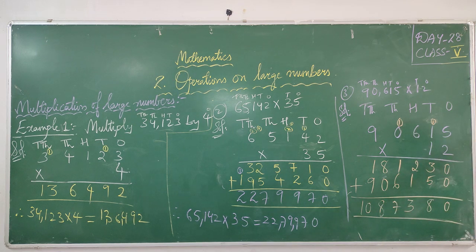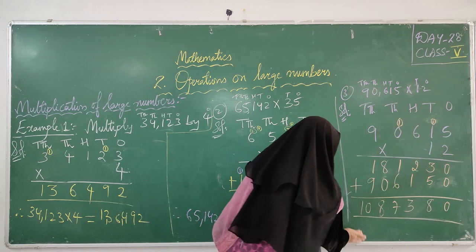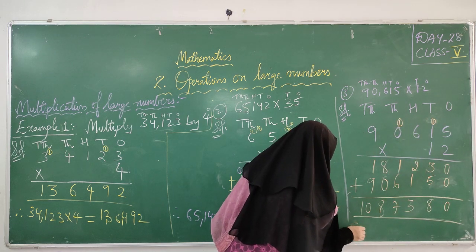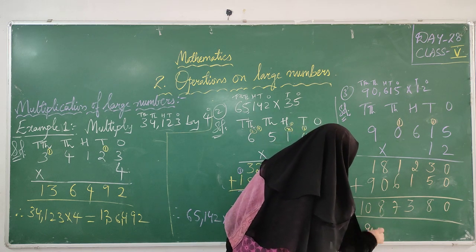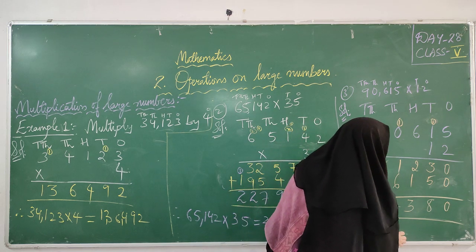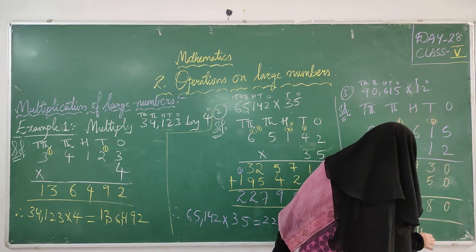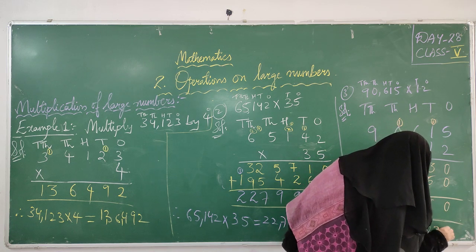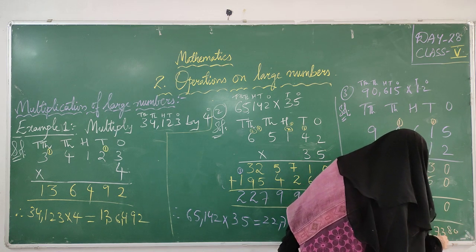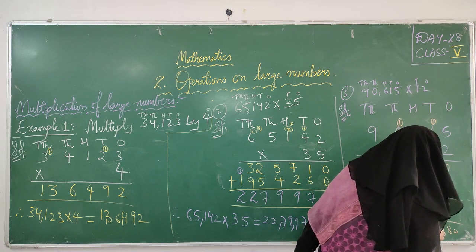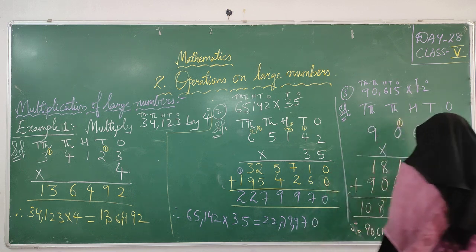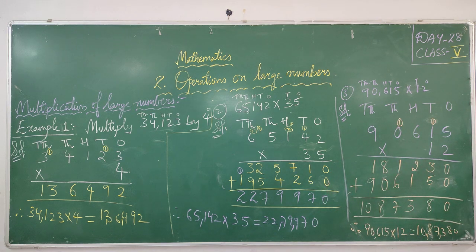Okay. So what is our answer? Therefore, 90,615 multiplied by 12 is 10,87,380. Right, 10,87,380. Once again, I am showing you.